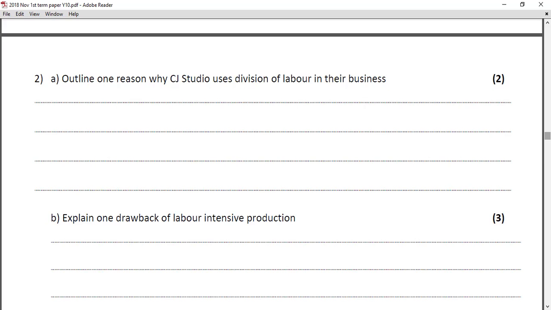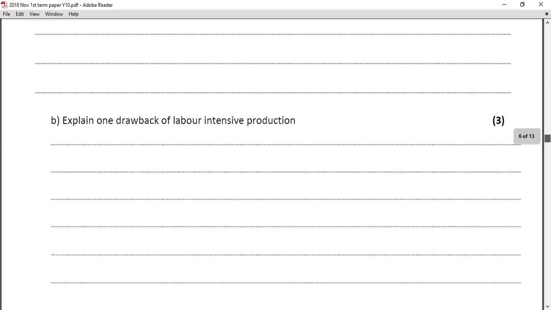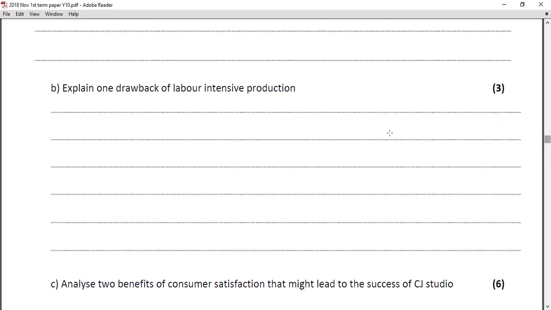Again, they also ask you to explain one drawback of labor-intensive production. You can see this will be difficult. From the point of view of laborers, in a labor-intensive business, sometimes you can see it's difficult to handle. Sometimes you have to increase their morale. And also, as a result, the cost of handling labor will be high. In a labor-intensive business, there is always a high maintenance cost for the labor.